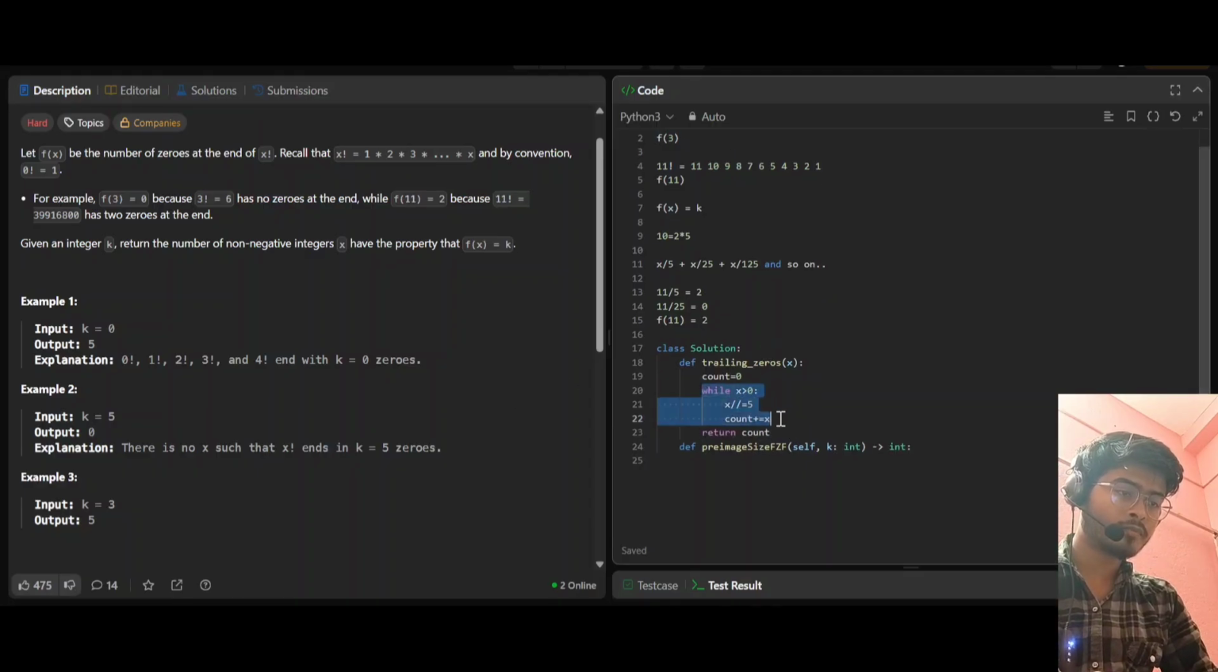Inside this loop, we repeatedly divide x by 5. After every division, we add the result to count. When x becomes 0, we stop and return the total count.